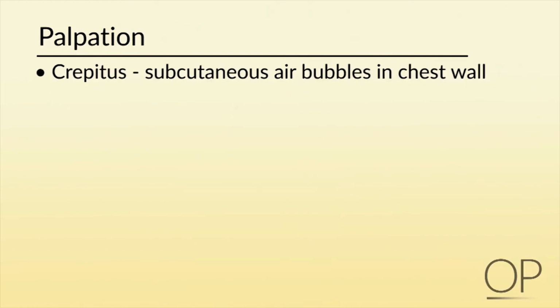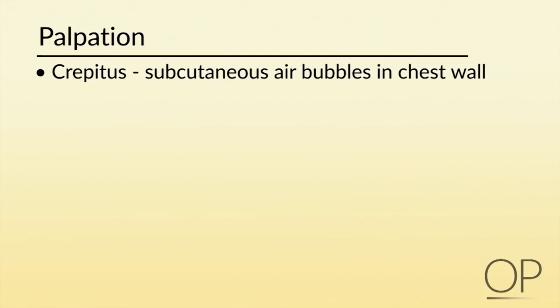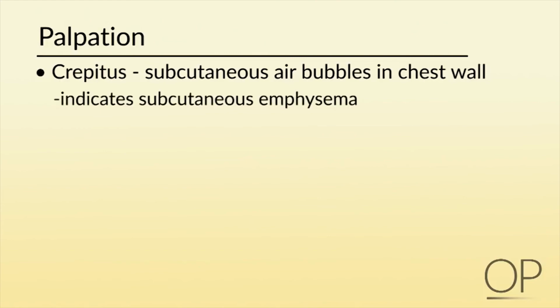Crepitus is something very specific and will happen if air develops under the subcutaneous tissue in the child's chest wall. You can palpate around and will often feel tiny air bubbles along their chest. This is also incredibly concerning as it can mean there is an air leak somewhere under the patient's skin.